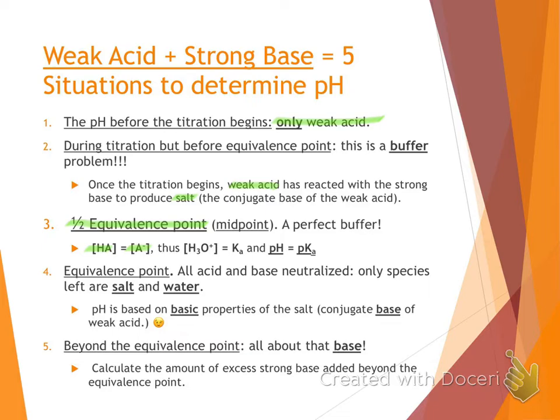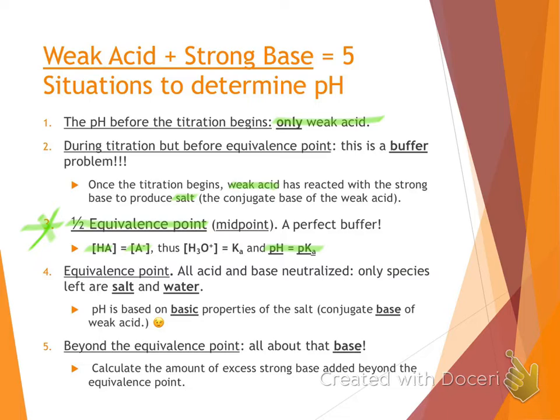If our HA concentration is equal to our A- concentration at that half equivalence point, it's super easy to find the pH. pH is equal to pKa. So that half equivalence point, really important to know that little trick and to be able to find it.